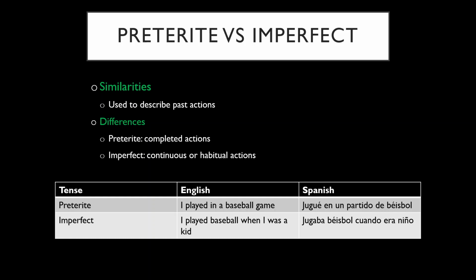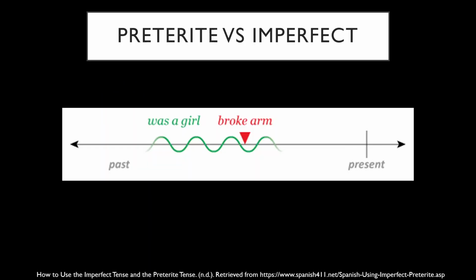The imperfect is used to describe past, continuous, or habitual actions. If I said, I played baseball when I was a kid, I would translate this to jugaba béisbol cuando era niño. Let's look at this timeline. If we were going to look at the preterite, it would look like points such as broke arm, which is a singular completed action in the past. If we were going to look at the imperfect, was a girl would be a good example because it was something that continued for a long time in the past.